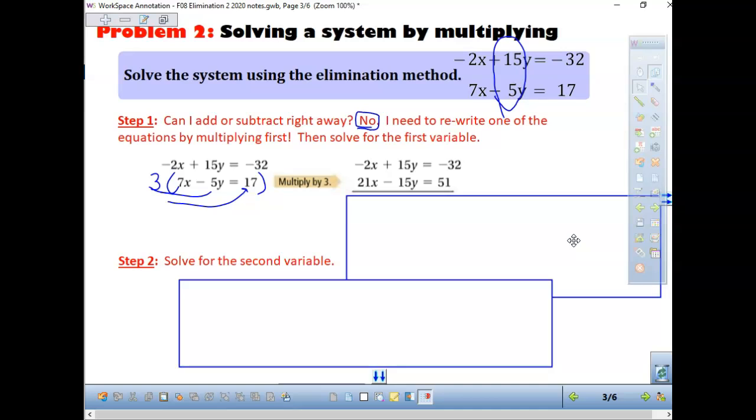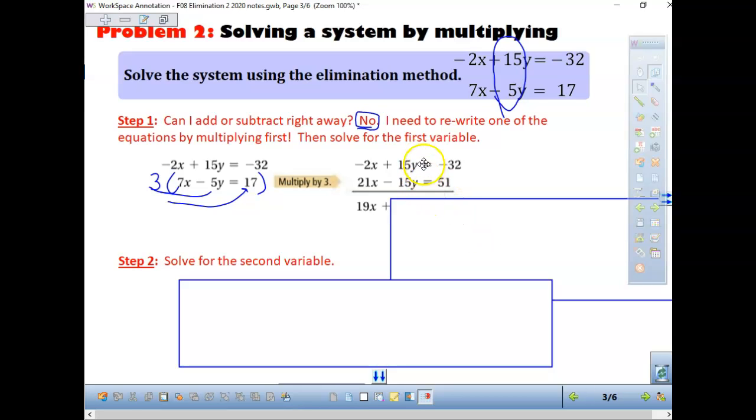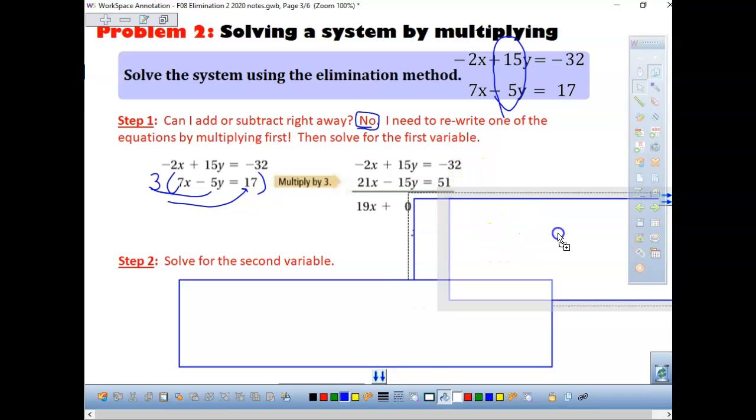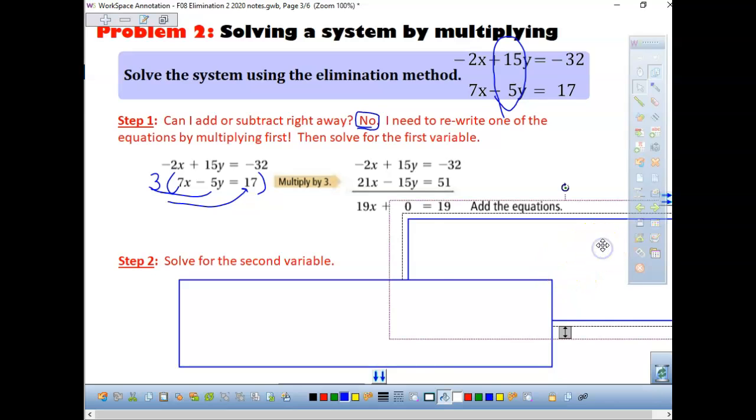Okay? So if I am looking at that, I want to start adding, as you've written yours down, negative 2 and 21, which gives us 19x, right? If I add negative 15y and positive 15y, I'm going to end up with 0. Negative 32 plus 51, and we're going to end up with 19. Sound about right? Yeah. Okay. 19x equals 19. How nice is that, right? It's going to come out to be a pretty nice number. When you take 19 and divide it by 19, you should get x equals 1.